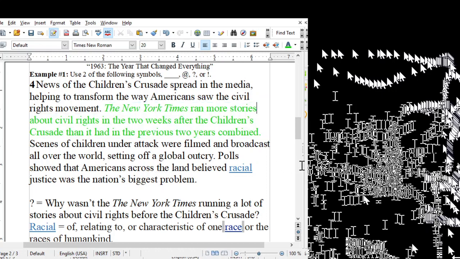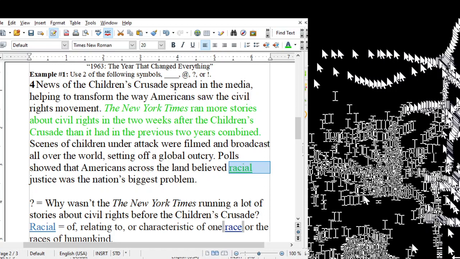So this right here, when I read this sentence, I immediately had a question. And so I put the question mark underneath the paragraph and I said, why wasn't the New York Times running a lot of stories about civil rights before the Children's Crusade? So you see how after reading this sentence, here's the question that I had. Then as I was reading, I said, oh, racial. I never heard of racial before. So I underlined racial. Let me not make that blue because we just want it to be a regular color.